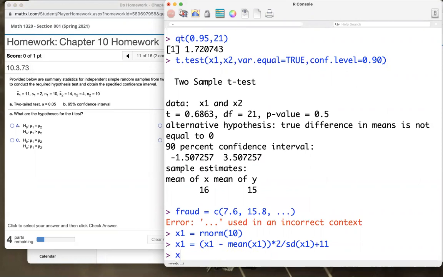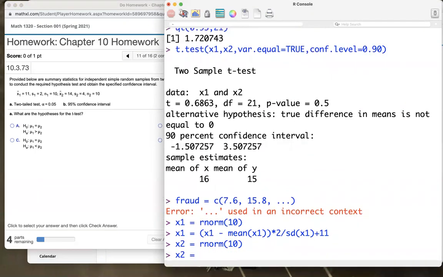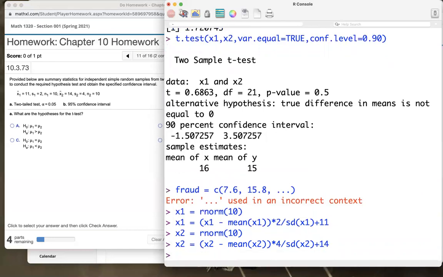Oops, and I forgot to tell what X2 is. I want 10 data points. Because if I didn't redefine X2, it would think that X2 is the value that we wanted in the previous problem, which we don't, because that's got the wrong number of data points, probably. Anyway, so X2 is 10 random values. And then what we're going to do is take X2 minus the mean times the standard deviation which we want is 4, divided by the standard deviation that we had, plus the mean that we want. And there's our X1 and X2. And then we can do the t.test of X1 and X2.